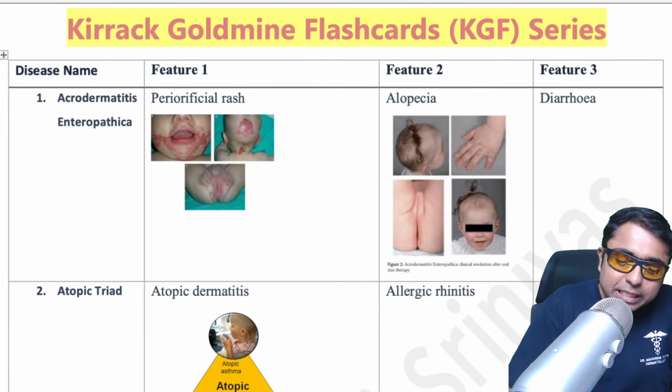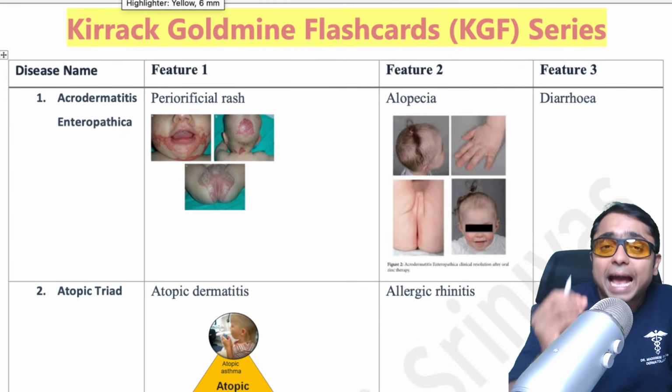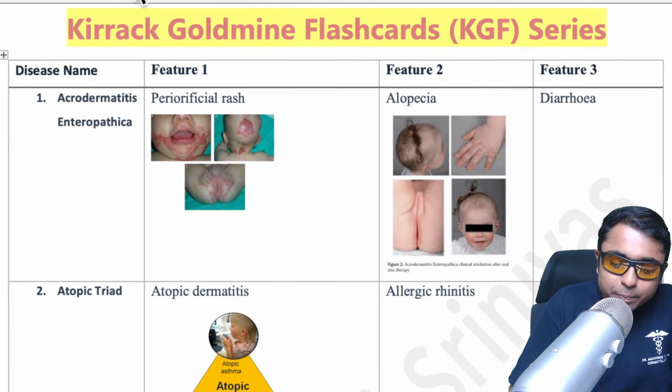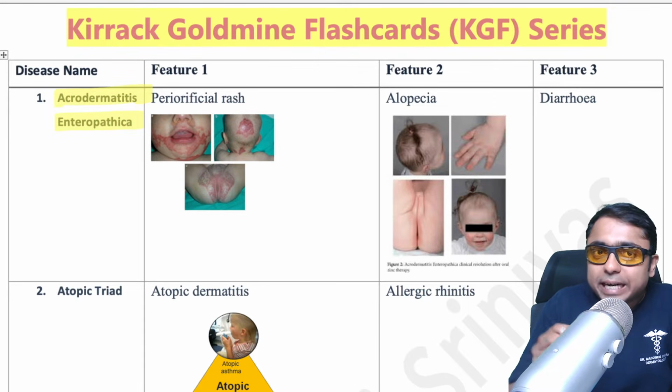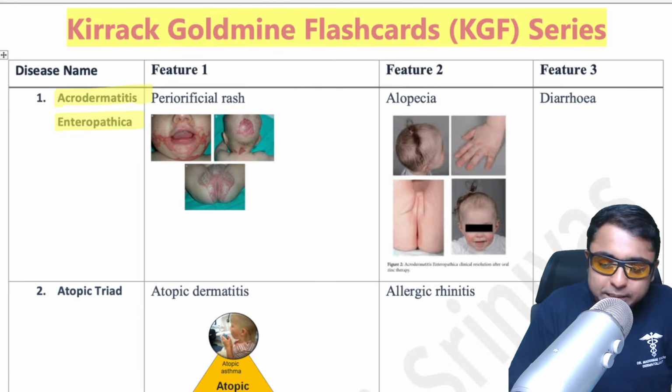So let us begin our discussion with the first disease, which is acrodermatitis enteropathica. Can you tell me what is the deficiency which is producing this condition? If you know the answer, put it in the comments. So there's going to be a triad. Obviously, this is a video of triads.